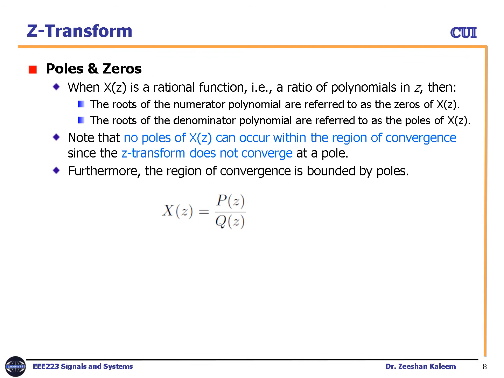Poles and zeros. As we already discussed in the Laplace transform, the situation here is almost similar when X(z) is a rational function, that is, a ratio of polynomials in z. Then the roots of the numerator are referred to as the zeros, and the roots of the denominator are referred to as the poles.